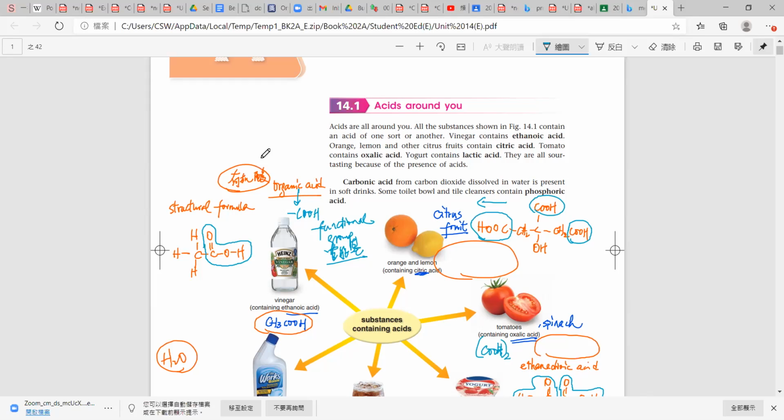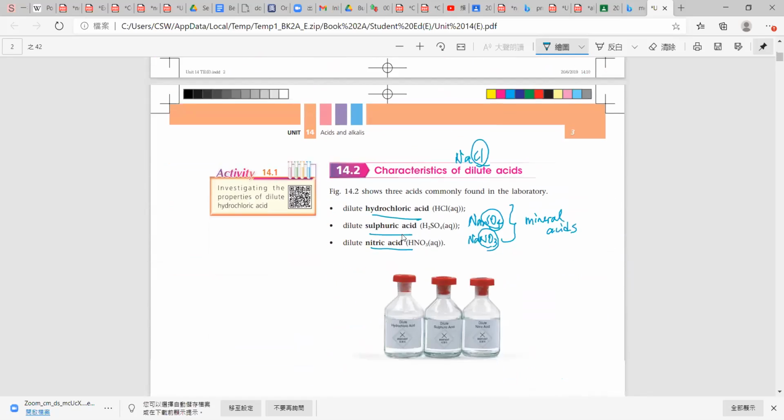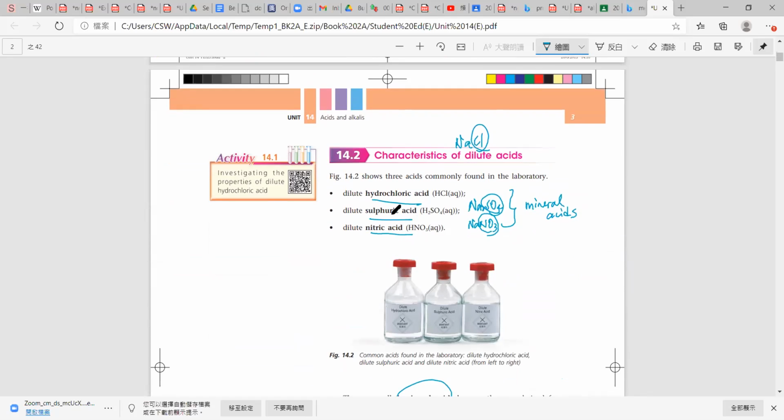Now, take a look at the structure of this. For the mineral acid, do they have any COOH? No. We would have just hydrogen here, and then hydrogen here. Can you see that? Just H, one H. Very strange. So this we will call a type of acid. Do you understand?